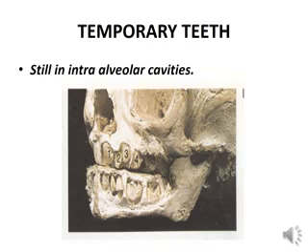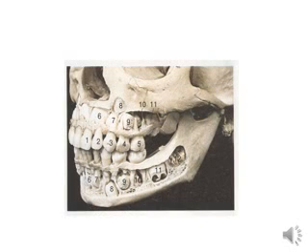The anterior alveolar plate of maxilla and mandible has been removed, and you can see the crown of temporary set of teeth. 1, 2, 3, 4 and 5 are actually the crowns for central incisor, lateral incisor, canine, first and second temporary molars. So these teeth are still in alveolar cavity.